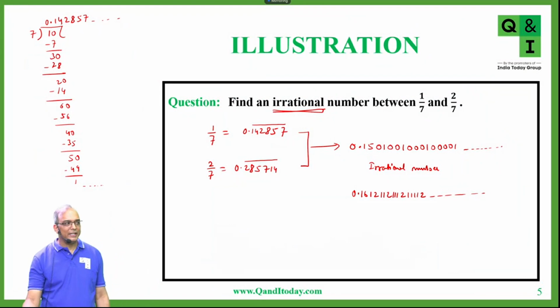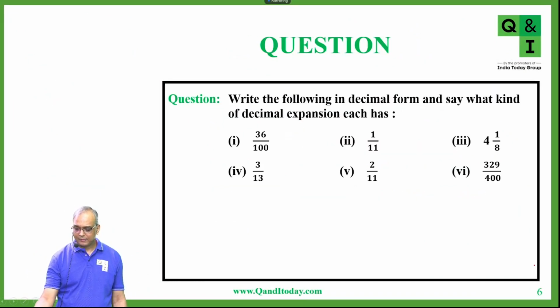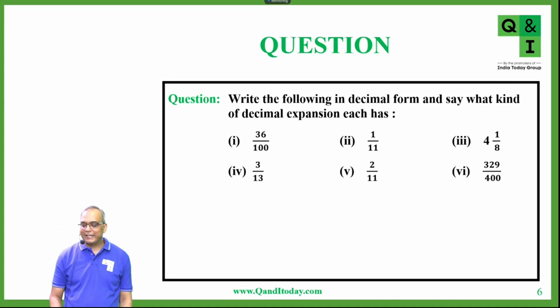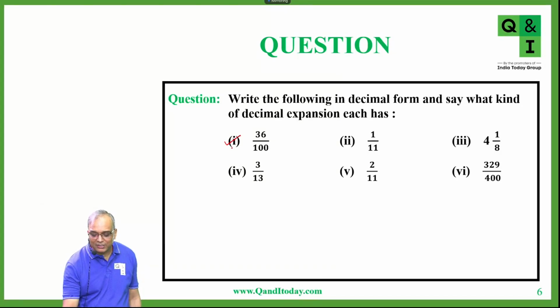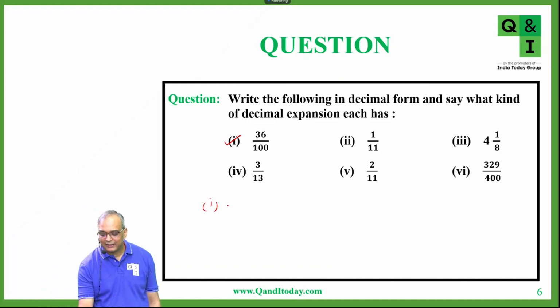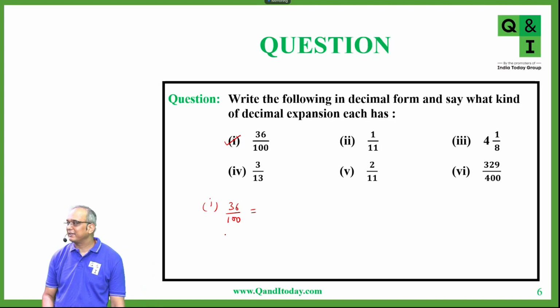So let's go to the next one, students. Here in this question, you have to write the following in decimal form and say what kind of decimal expansion each has. So let's do it one by one. First question is 36 by 100. So this is very simple, right? What is the decimal expansion of this 36 by 100? What is the decimal representation of 36 by 100? Yeah, answer it, please, Kamalan.